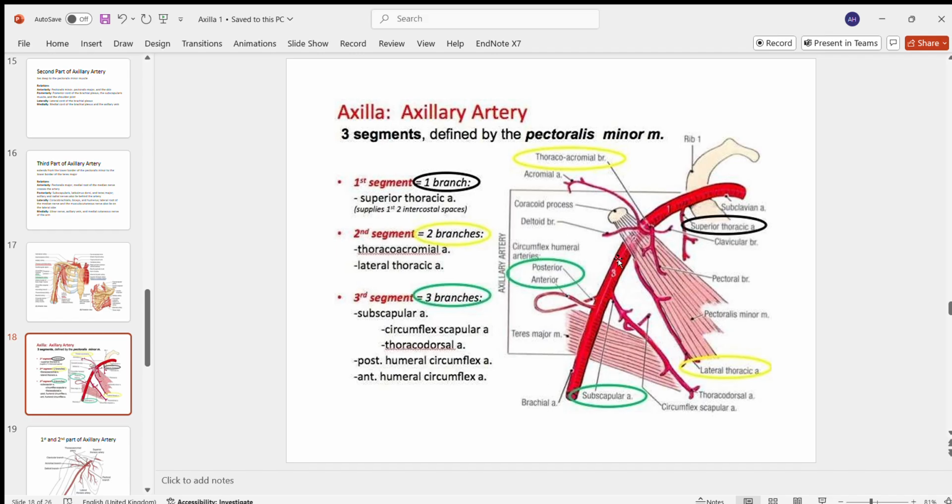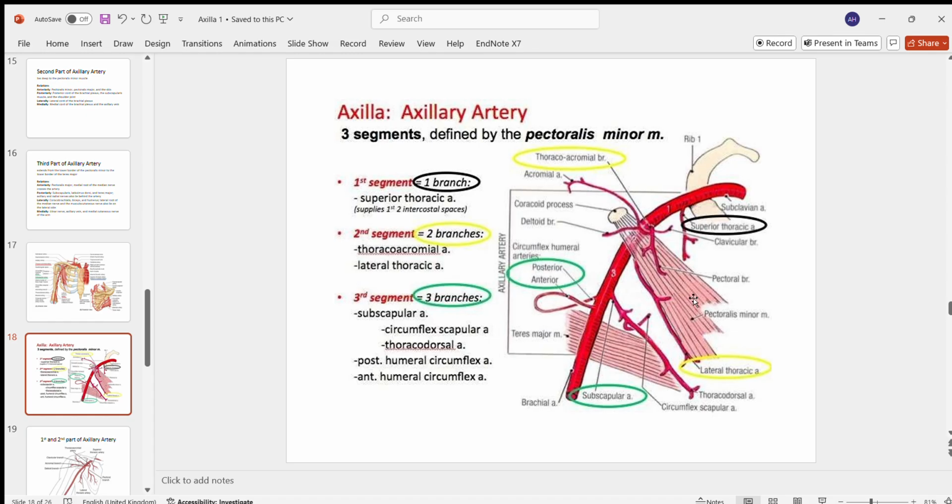This third part of the axillary artery gives off three branches. Number one is the largest branch of the axillary artery. It is called the subscapular artery. This one also gives another branch that is called the circumflex scapular artery, and it continues off as the thoracodorsal artery. The other two branches that it gives off are the circumflex scapular arteries, the anterior one and the posterior one. So the anterior circumflex scapular artery, the posterior circumflex scapular artery, and the subscapular artery. These are the three branches of the third part of the axillary artery.